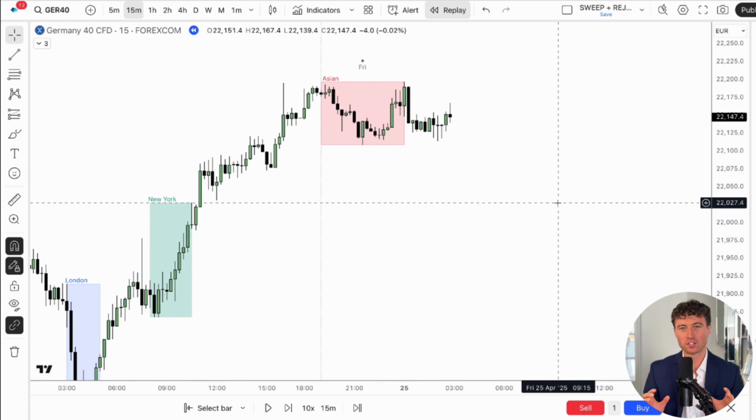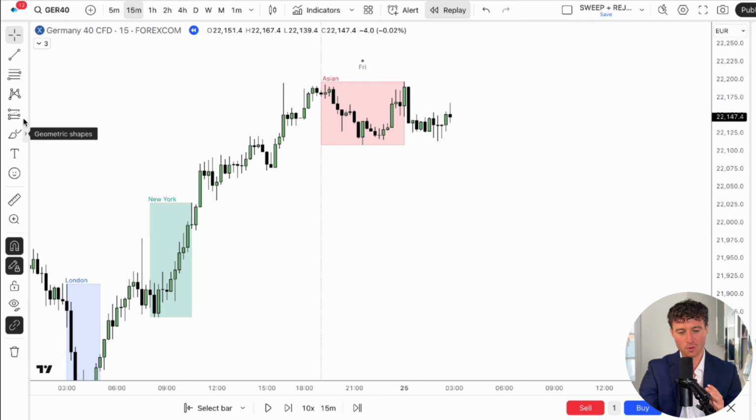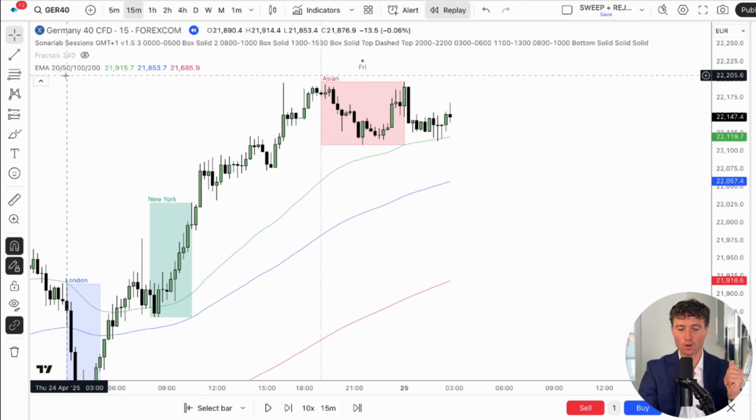Okay, so we're currently looking at the German 40 on the 15-minute time frame. And this system can actually work across all asset classes. In particular, I've found that it works very well with gold, very well with ES, NQ, the German DAX, and also EU and GU.